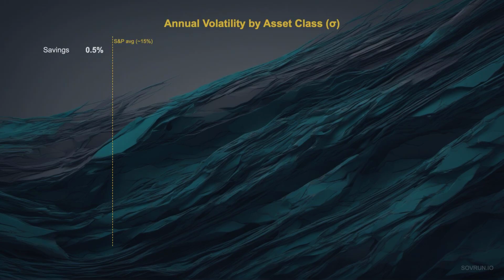So where do real assets land? Savings accounts sit near 0. Basically no turbulence. US bonds are around 4%. The S&P 500 averages about 15%. That's the market's normal heartbeat. Gold is similar at 17%. The Nasdaq runs hotter at about 20%. And Bitcoin? Around 60% annual volatility. Higher potential returns, but a much, much rougher ride.